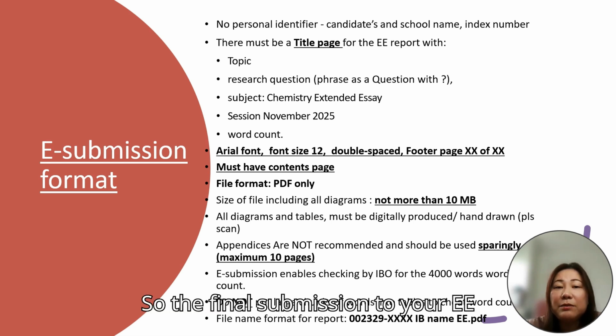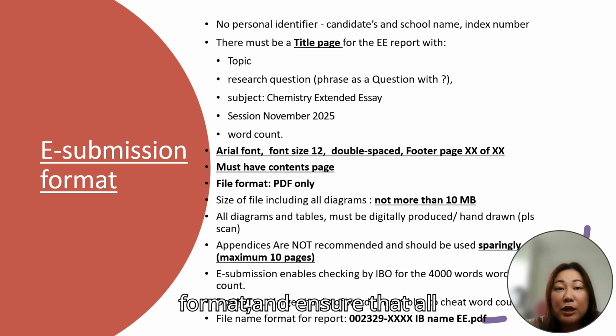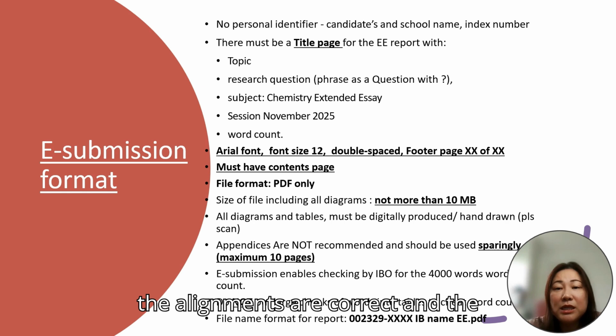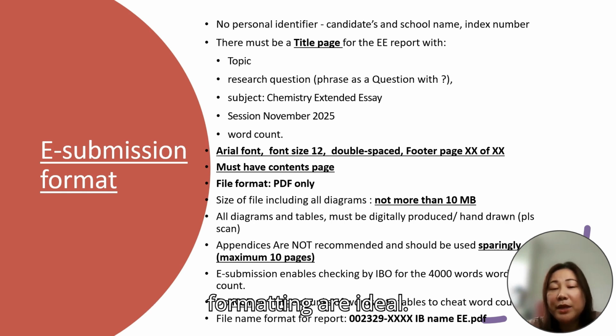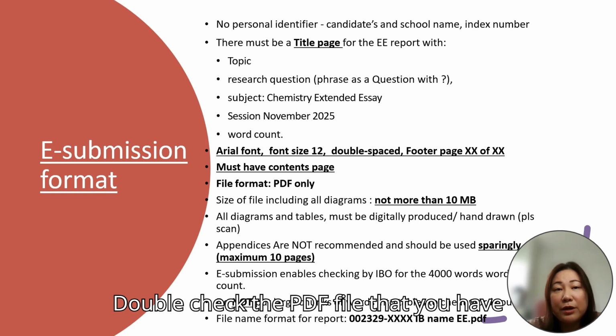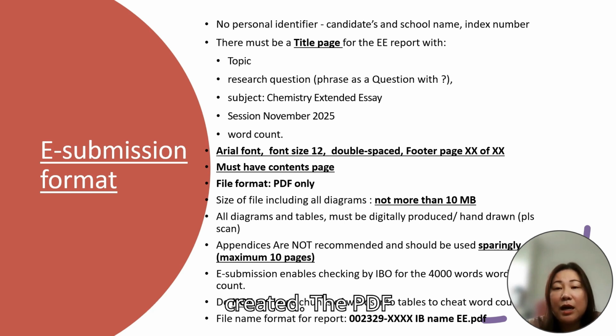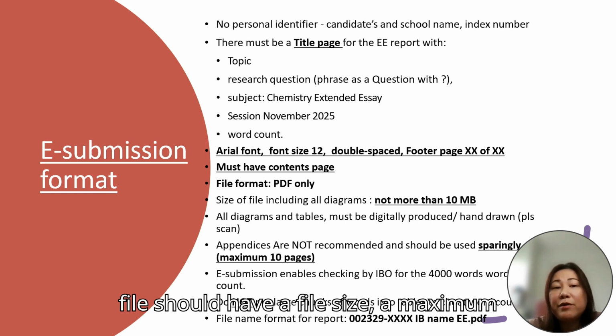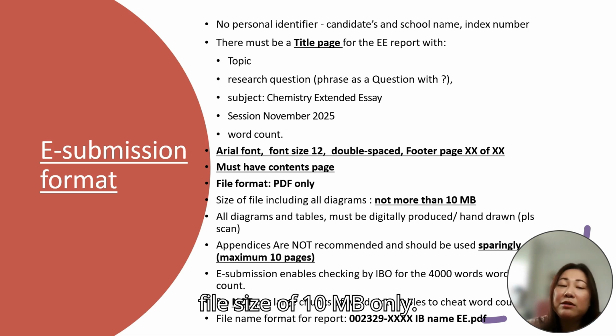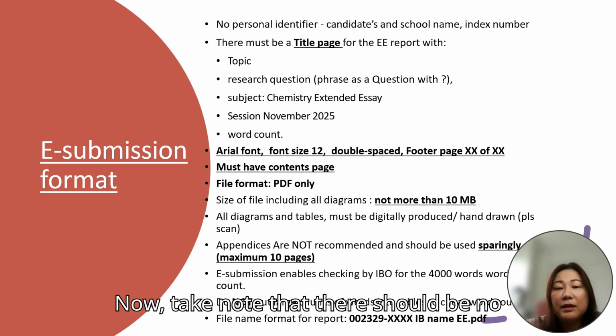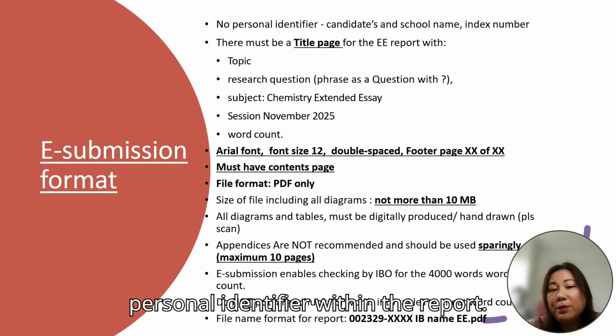So the final submission to your EE supervisor should be in a PDF format and ensure that all the alignments are correct and the formatting is ideal. Double check the PDF file that you have created. The PDF file should have a maximum file size of 10 MB only. Now, take note that there should be no personal identifier within the report.